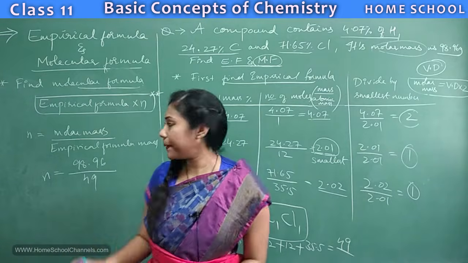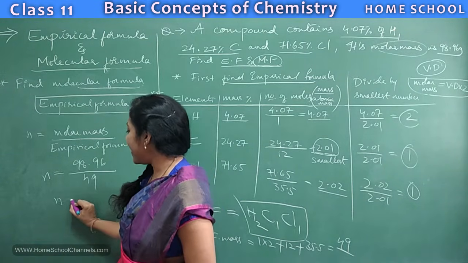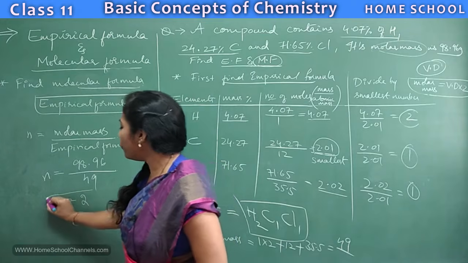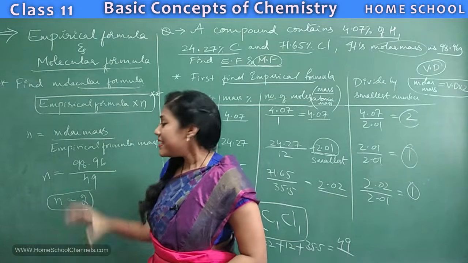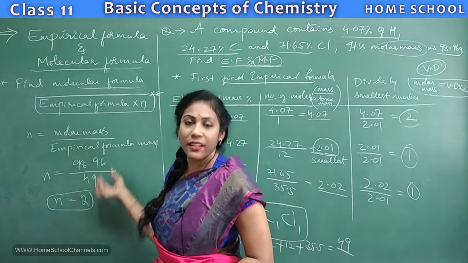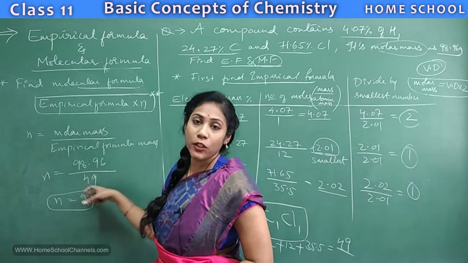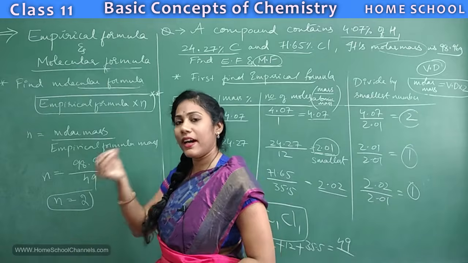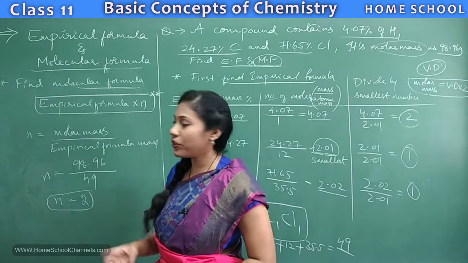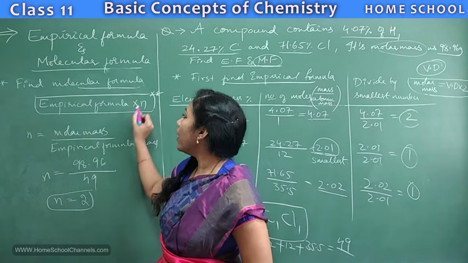Now here in this case, the n value you will get is 2. You will get some whole number. At least you had got 2 point something, consider it as 2. If you would have got 2.2 or 2.3, make it a round figure and take it as 2. So your n value you got is 2.